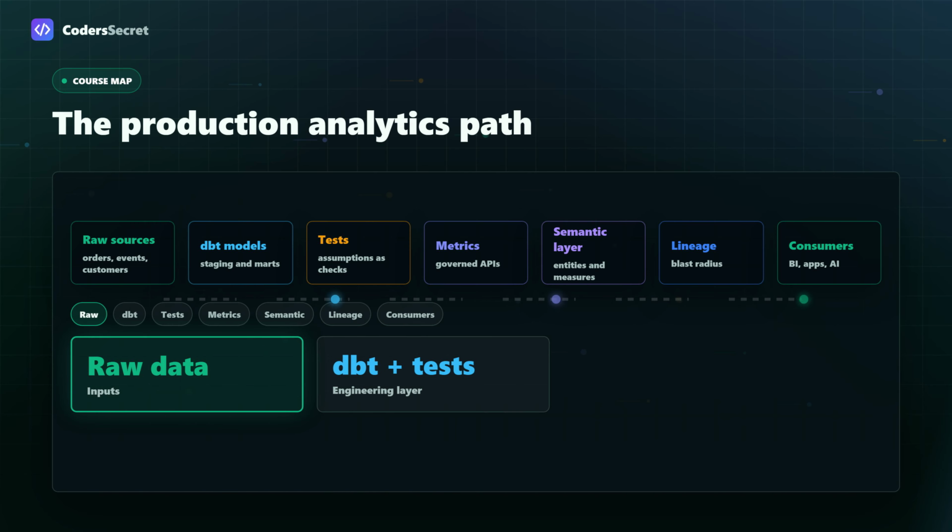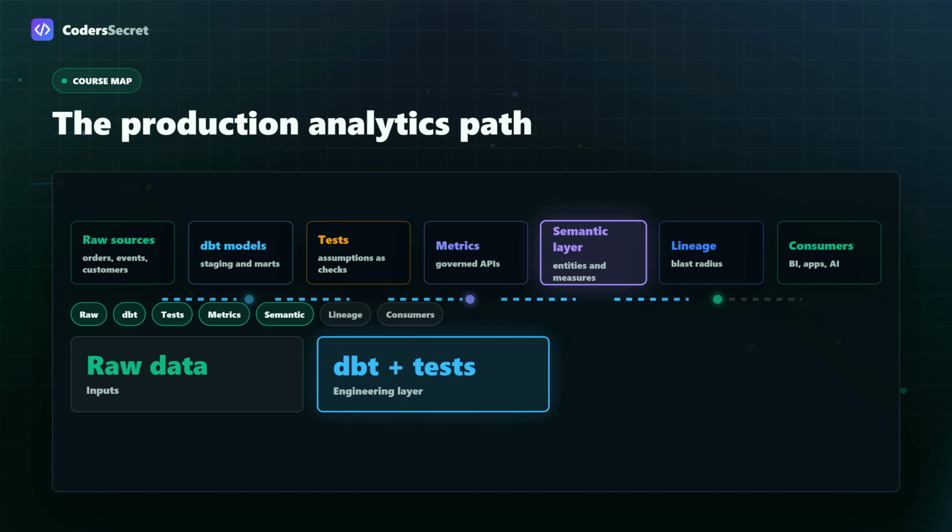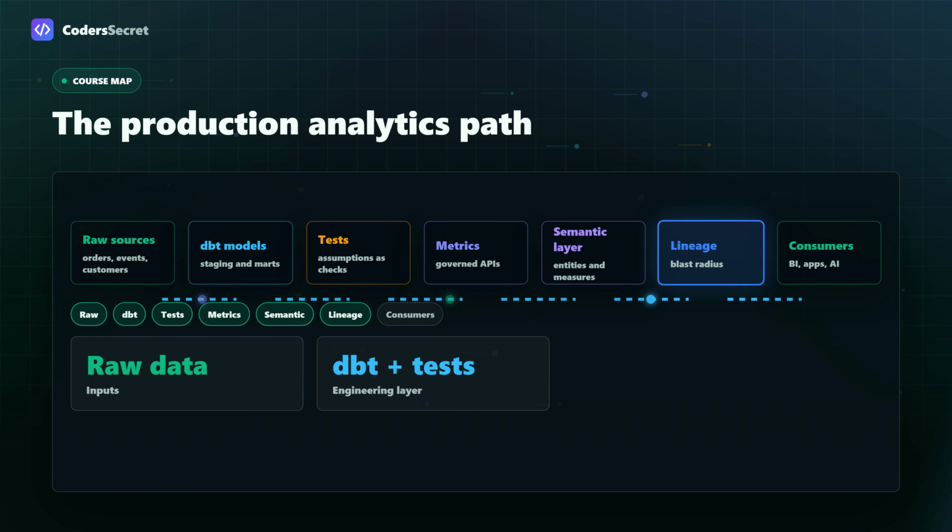Now the screen shows the full path. Raw e-commerce sources enter the warehouse. DBT models turn those raw records into staged tables, intermediate transformations, facts, and dimensions. Tests and freshness checks guard assumptions. Metrics become governed product APIs. A semantic layer exposes those definitions to business intelligence, embedded analytics, and AI systems. Lineage connects every output back to the source data that created it.